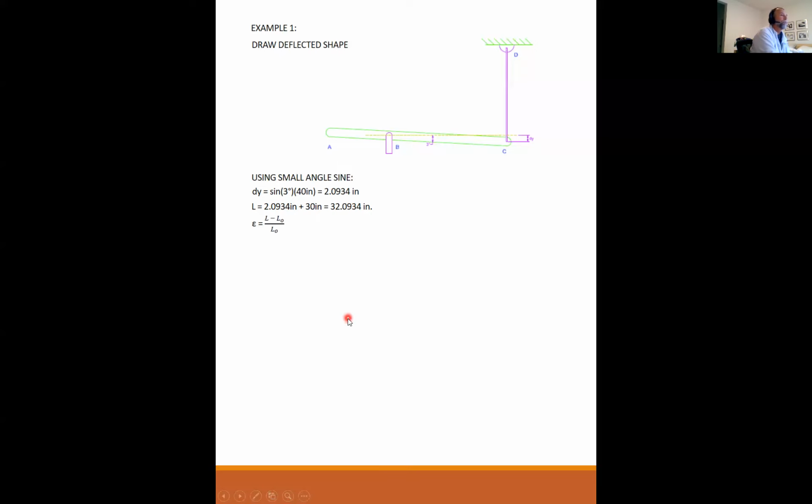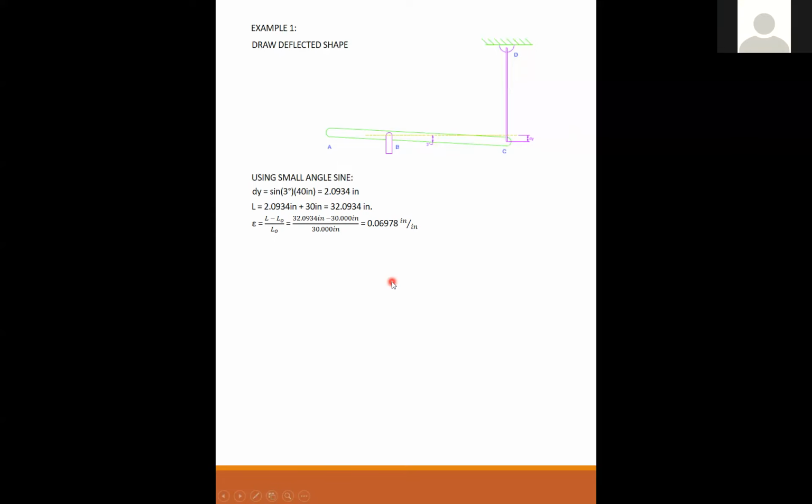My average normal strain is L minus L naught over L naught. So I plug in my values, 32.0934 minus 30 over 30, and I get a strain of 0.06978 inches per inch. I didn't box the answer, so shame on me. But that's your final answer for the strain in CD.